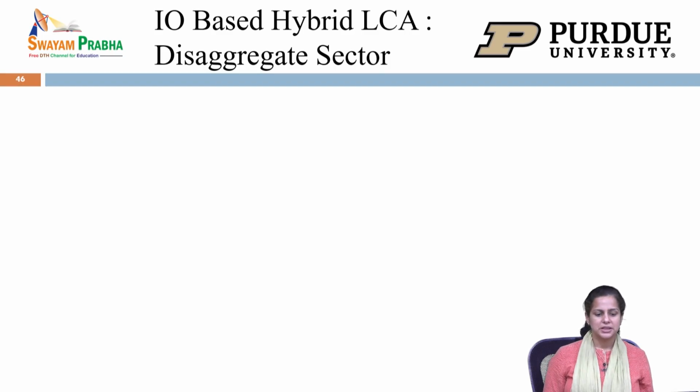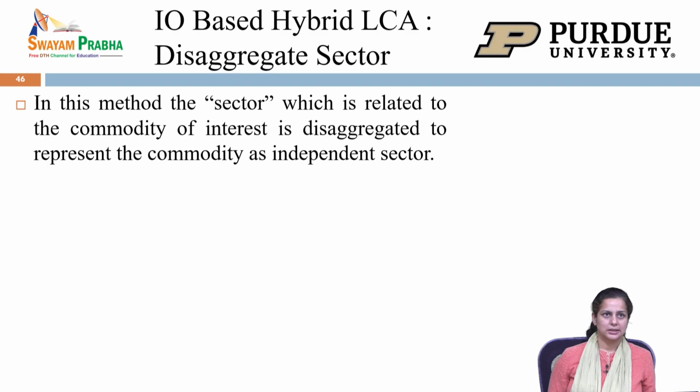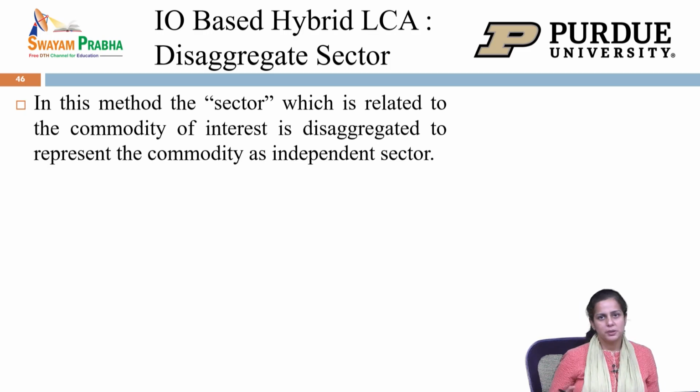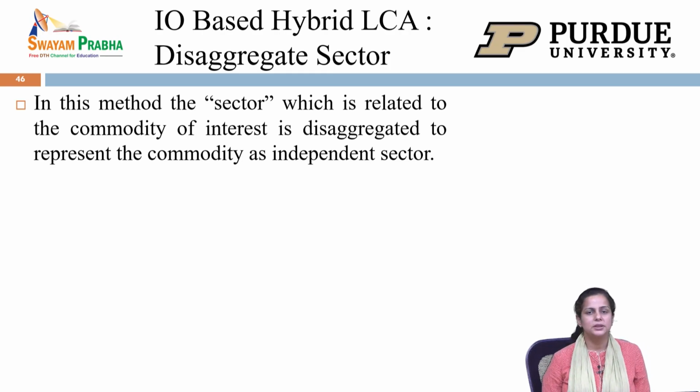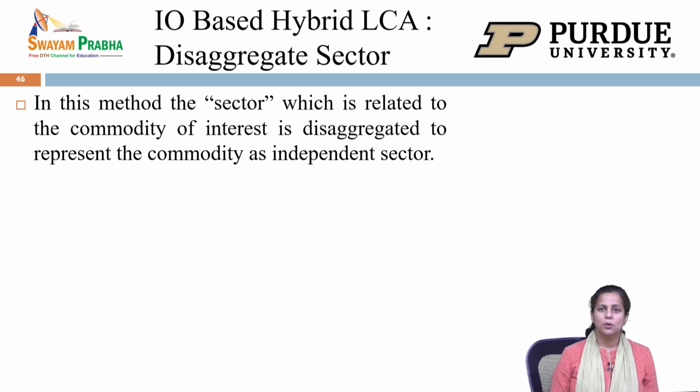Let us look at the IO based hybrid LCA, which is where we disaggregate sectors. So, in this method what we do is that the sector which is related to the commodity of interest is disaggregated to represent the commodity as independent sector. So, what do we mean by that? Sometimes in the economy one sector can make multiple products. So, for example, the energy sector may combine coal energy, fossil fuel energy, renewable energy such as wind and solar. But let us say we only want to study the impact of solar energy generation. In that case, we really need to update the model so that we segregate the impact of solar energy from the wind and the coal energy.